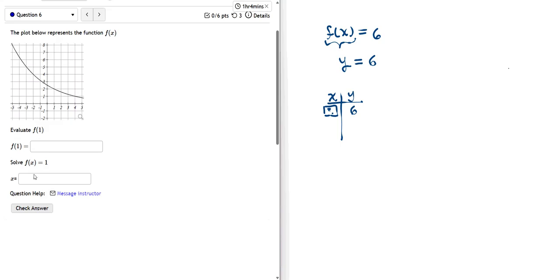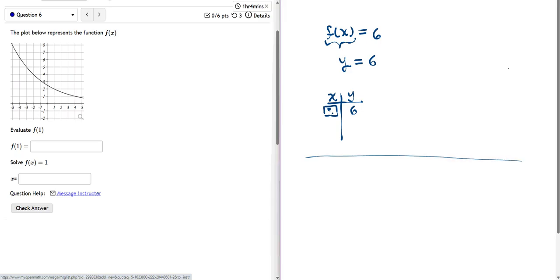All right, question 6. Now we're asked a similar question, but this time instead of working from a table, we're working from a graph. So in the first part, it says evaluate f of 1. F of 1 equals what? So another way of writing that is to say that y is equal to 1. So then what is x equal to?